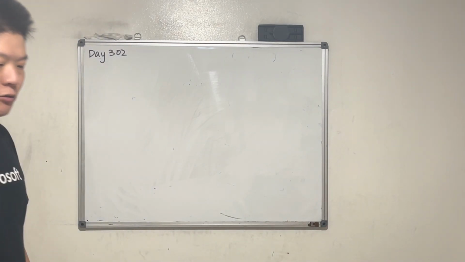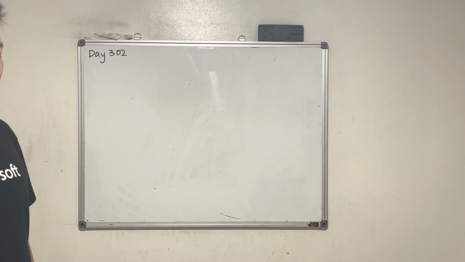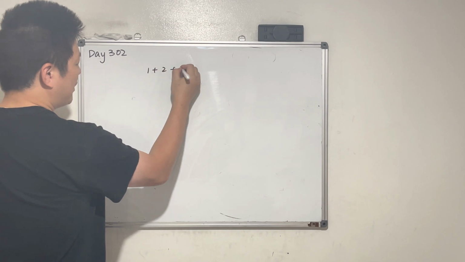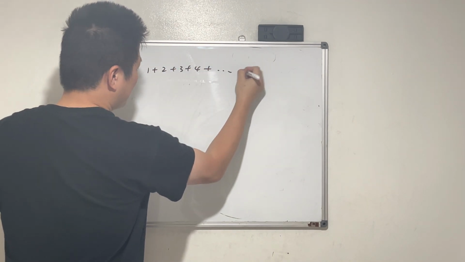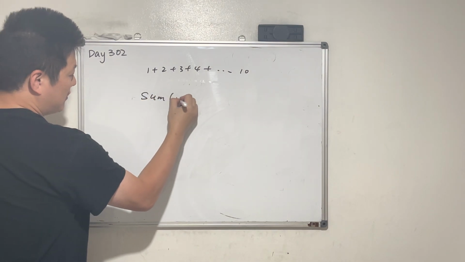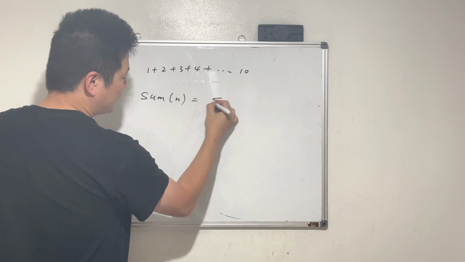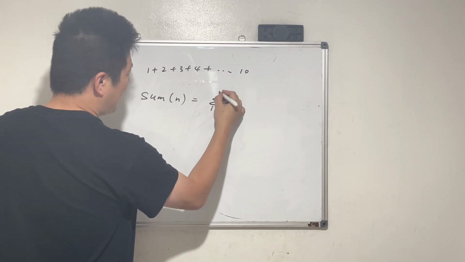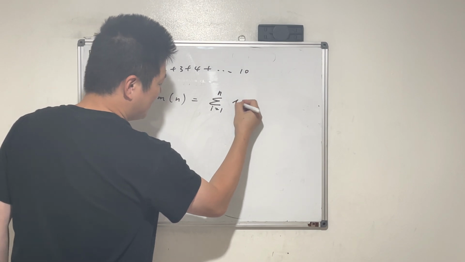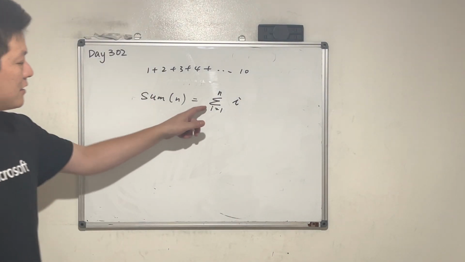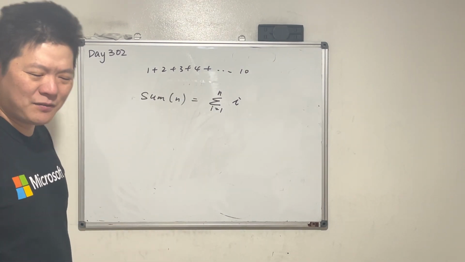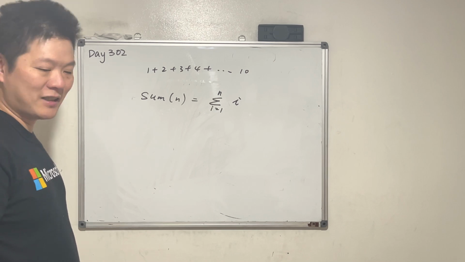Okay, so remember, we talked about how to calculate the sum from 1 to n, right? 1 plus 2 plus 3 plus 4 till 10. What's the answer? 55. Okay, so the sum equals the sum of i from i equals 1 to n. Yeah, this is the sum. So this is a mathematics symbol. How do you calculate it? Why is it 55?